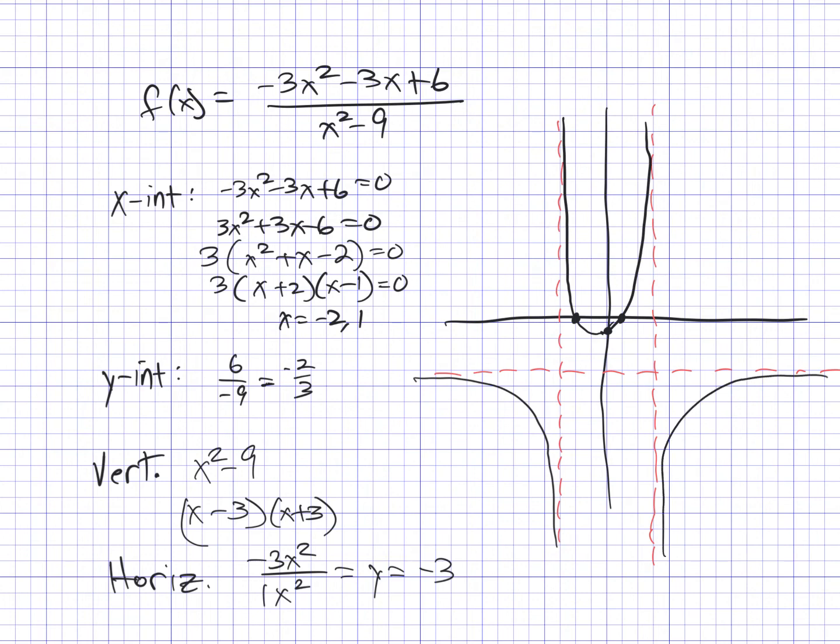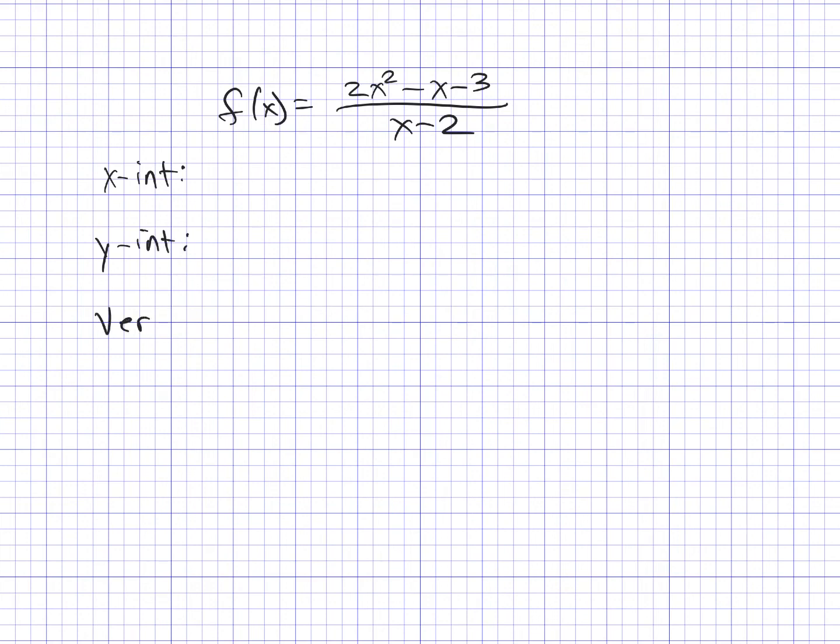All right, let's do one of these. How about we do f of x equals 2x squared minus x minus 3 all over x minus 2. So find the x-intercept, y-intercept, vertical asymptote, horizontal asymptote, and then graph it.